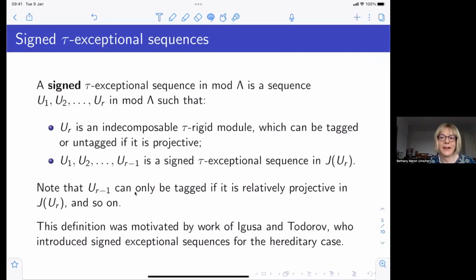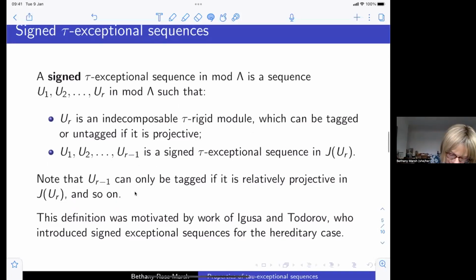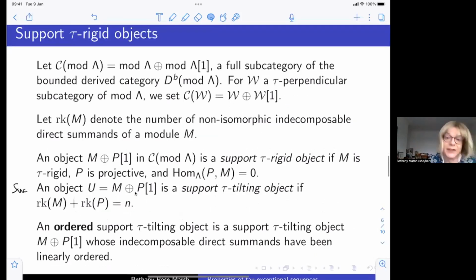And for this, I need to talk about signed tau exceptional sequences. Here the definition's the same, except that if Ur is projective, it can be tagged or not tagged. This has to be done carefully. When you go down to U(r-1), it has to be projective in J of Ur, so it's relatively projective. If that's so, then it can be tagged, and so on and so forth as you go through. And in fact, for the hereditary case, this definition was introduced by Igusa and Todorov. So we've generalized that to the non-hereditary case.